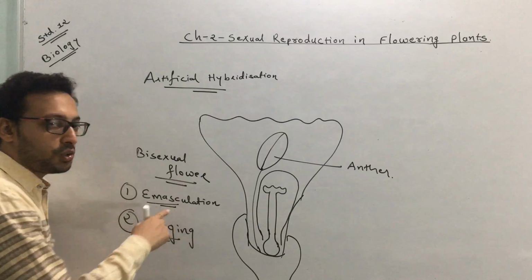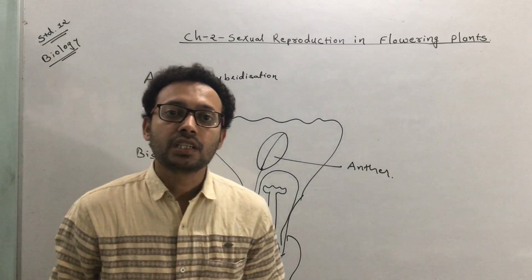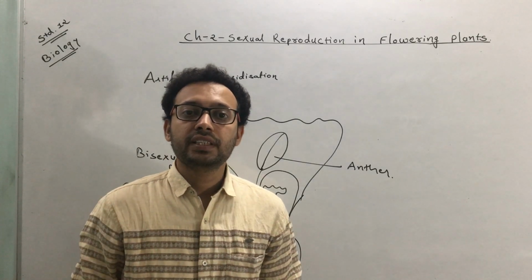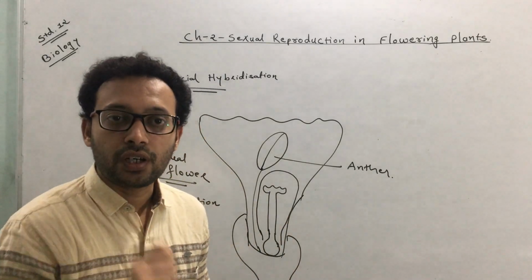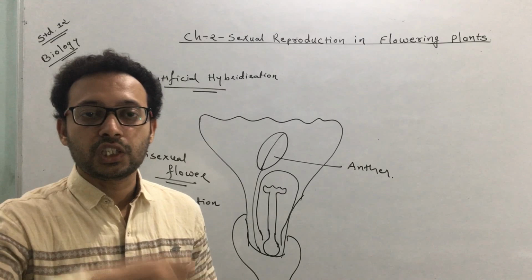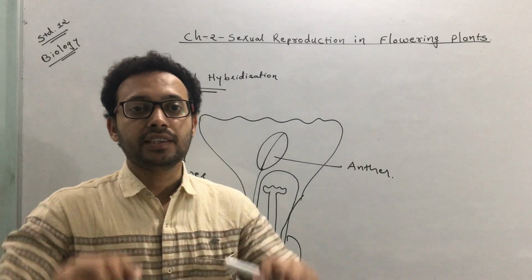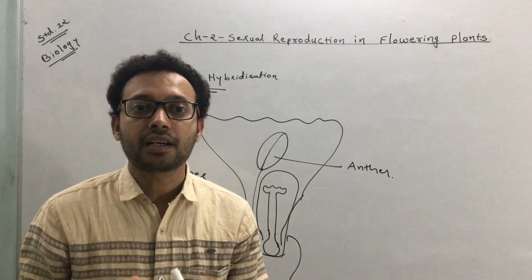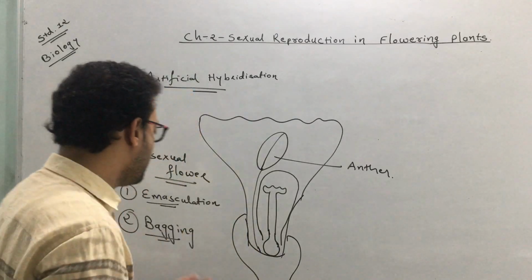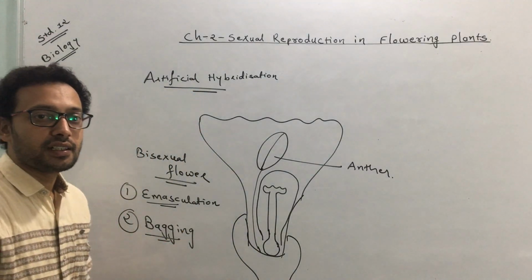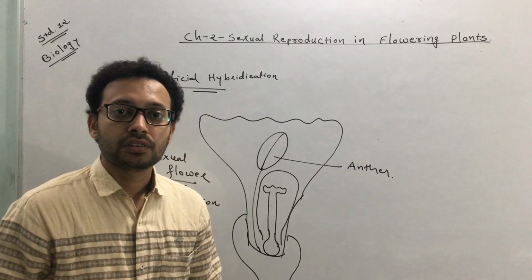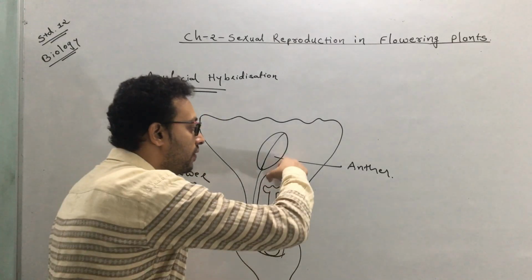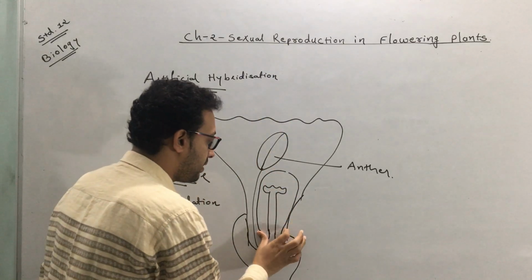So what is emasculation? Emasculation means removing the anther with the help of forceps before it dehisces. Once you have performed the emasculation, the carpel has to be covered with a bag of butter paper. This is called the bagging technique. Once it is covered, we allow the carpel to mature. And once it is mature, we remove this bag.